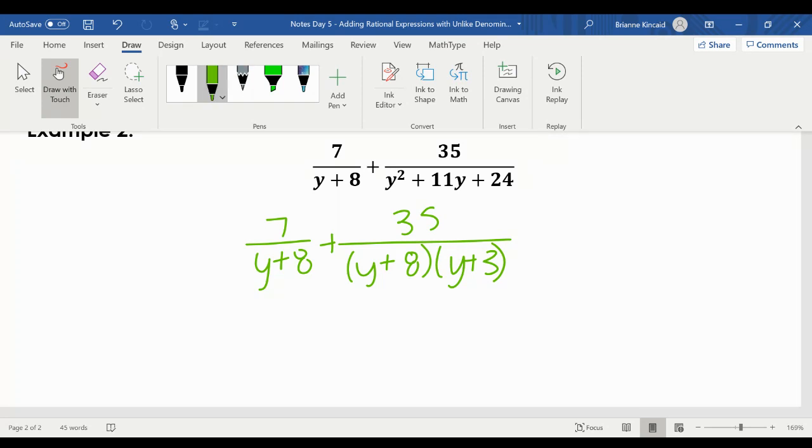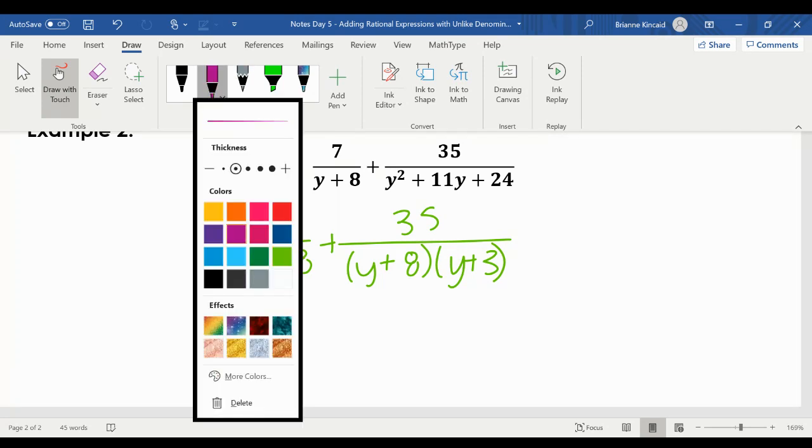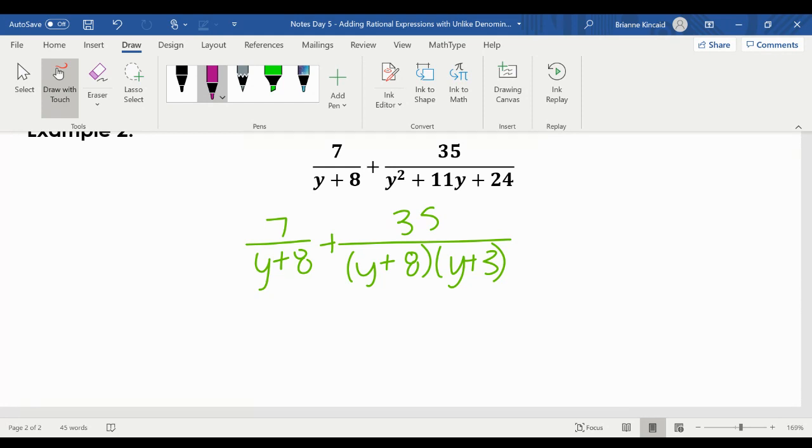So when determining the LCD, the fraction on the left has a y plus 8. That means my LCD has to have a y plus 8. The fraction on the right has the y plus 8, so I don't worry about that. It also has a y plus 3, so my LCD better have a y plus 3. And then like we did previously, we're going to check both of them.